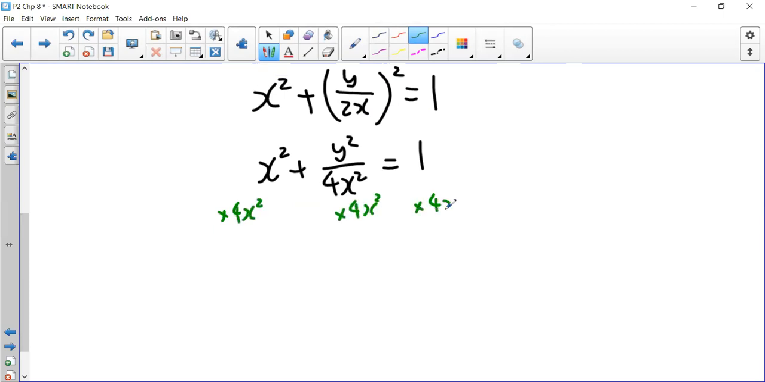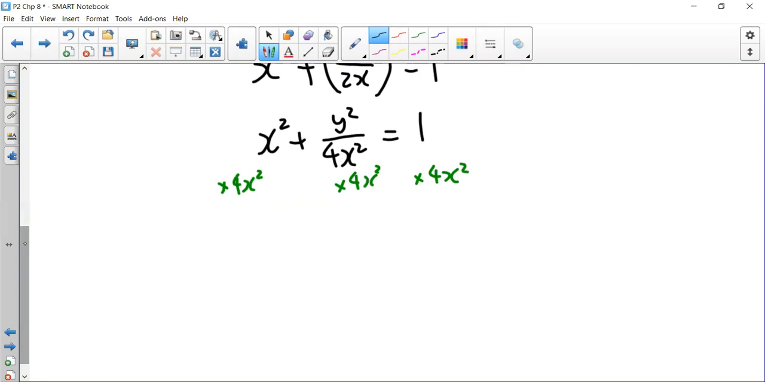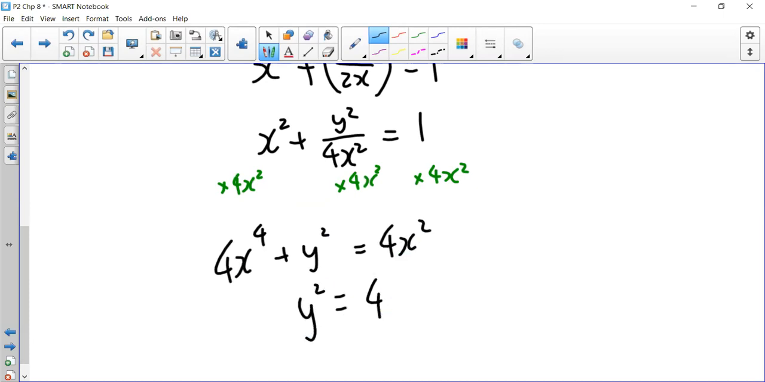It's like one of the cousins that come to visit your house and take all your snacks. These cousins are unwanted, just like fractions. So times by 4x squared becomes 4x to the power 4 plus y squared equals 4x squared. To make y squared the subject, I bring it over.